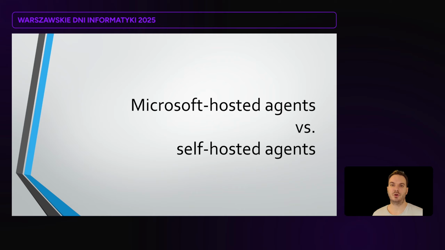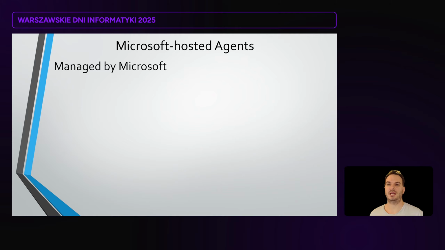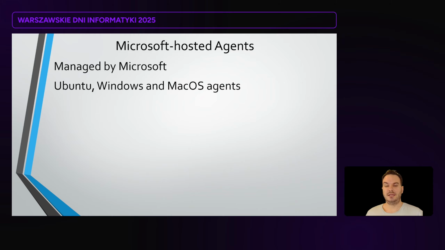And with this, we have 2 options for how we host our agents. The first one is Microsoft hosted agents, and the second one is self-hosted agents. So let's first take a look at the Microsoft hosted agents. As the name suggests, Microsoft takes care of this agent, and they offer Ubuntu agents, Windows, and macOS agents. This means I, as a developer, just pick the one I need, and Microsoft takes care of the rest.